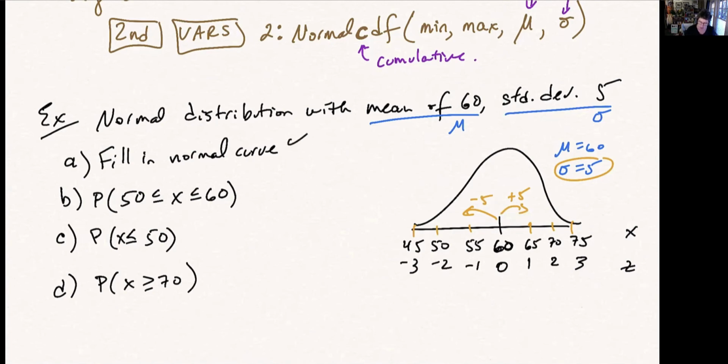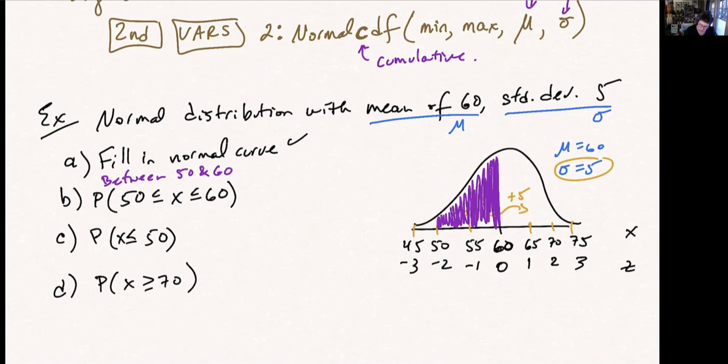Let's now find the probability that x is in between 50 and 60. That's what this says. This says between 50 and 60. So I like to color in what I'm finding. I'm finding the area between 50 and 60. So that's there. Okay, that's the area I'm looking for.